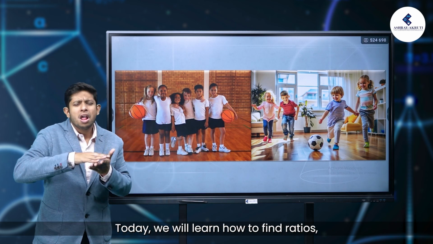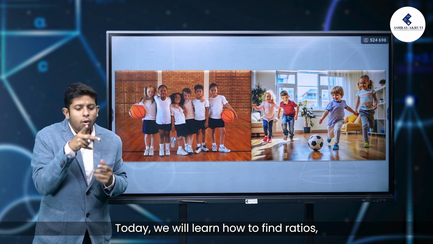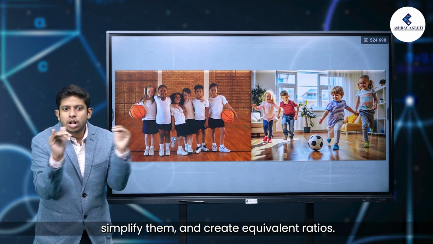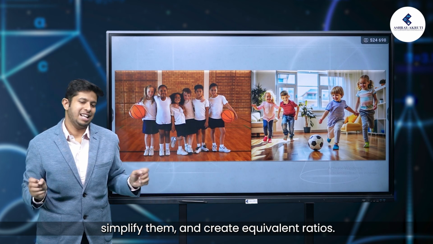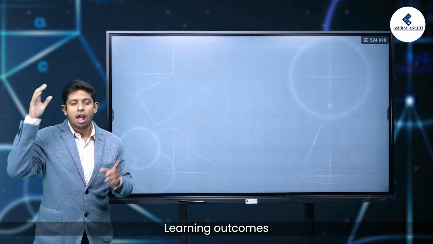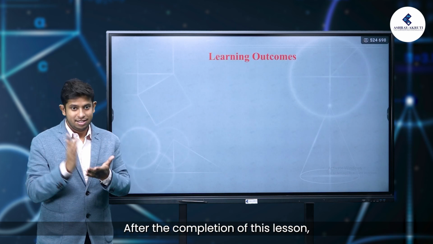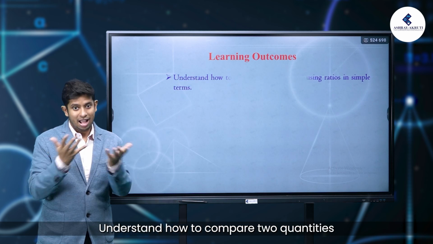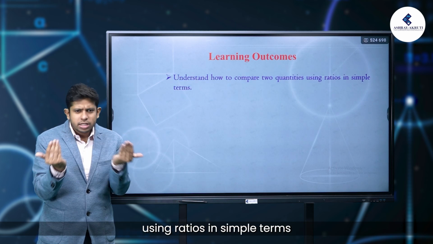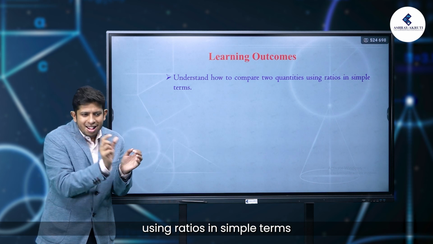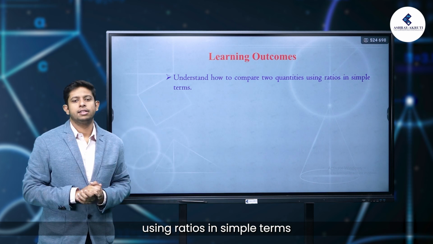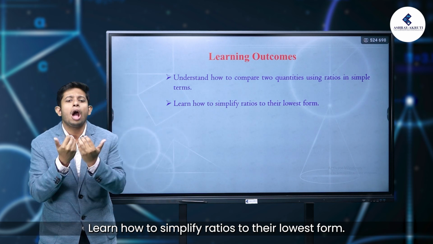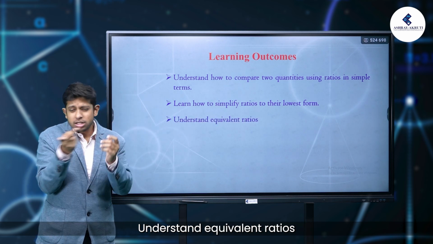Today, we will learn how to find ratios, simplify them, and create equivalent ratios. Let's get started. Learning outcomes. After the completion of this lesson, you will be able to understand how to compare two quantities using ratios in simple terms, learn how to simplify ratios to their lowest form, and understand equivalent ratios.